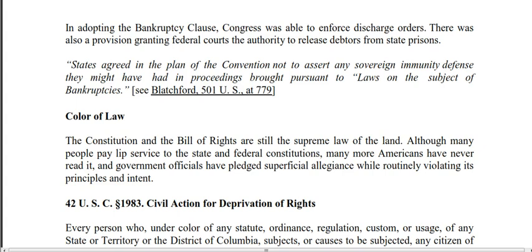In adopting the bankruptcy clause, Congress was able to enforce discharge orders. There was also provision granting federal courts the authority to release debtors from state prisons. States agreed in the plan of the convention not to assert any sovereign immunity defense they might have had in proceedings brought pursuant to the laws on the subject of bankruptcies. Blatchford, 501 U.S. at 779.